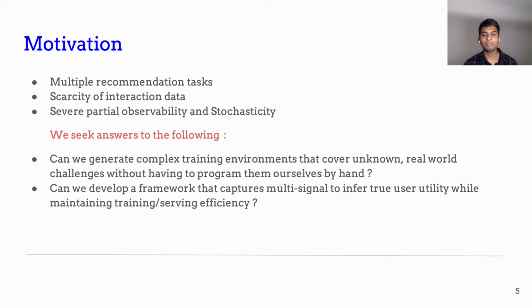In this work, we seek answers to the following intriguing questions. Can we generate complex training environments that cover unknown real-world challenges without having to program them ourselves? Can we develop a framework that captures multiple signals to infer true user utility while maintaining training and serving efficiency?